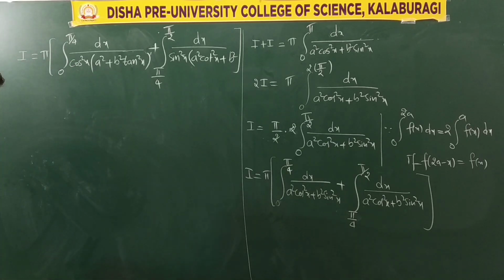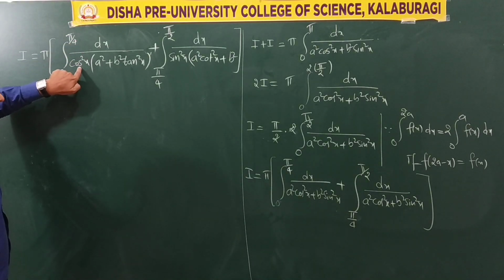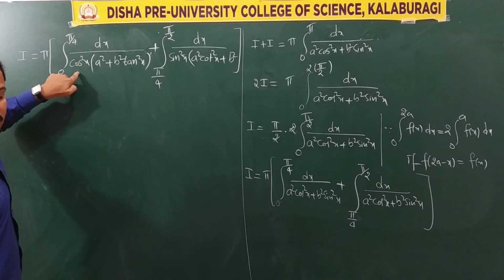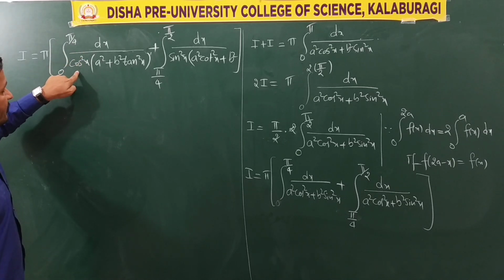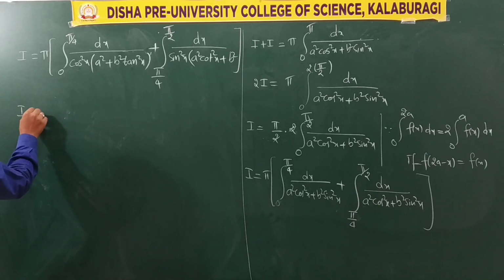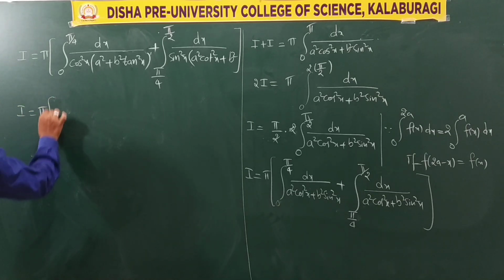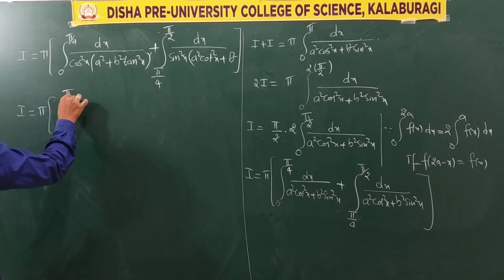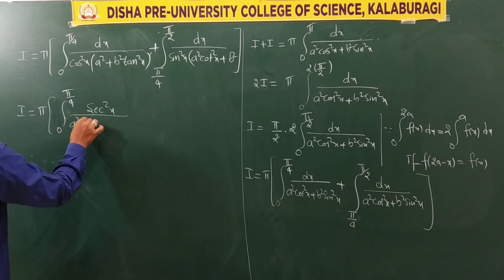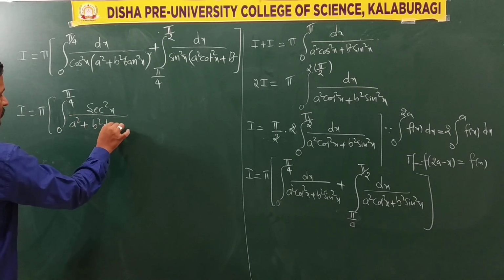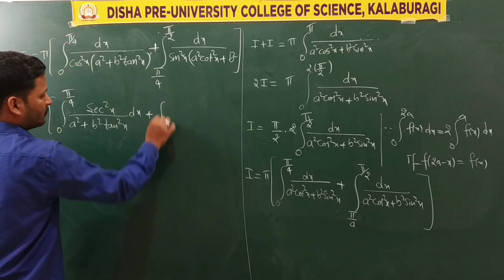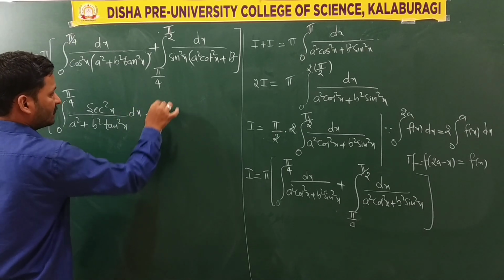Next, the denominator is cos square x, so we take 1 divided by cos square x. 1 by cos theta is secant theta, so definitely 1 by cos square x is secant square x. So now integral I is pi times the integral from 0 to pi by 4 of secant square x divided by a square plus b square into tan square x, dx, plus now here pi by 4 to pi by 2.